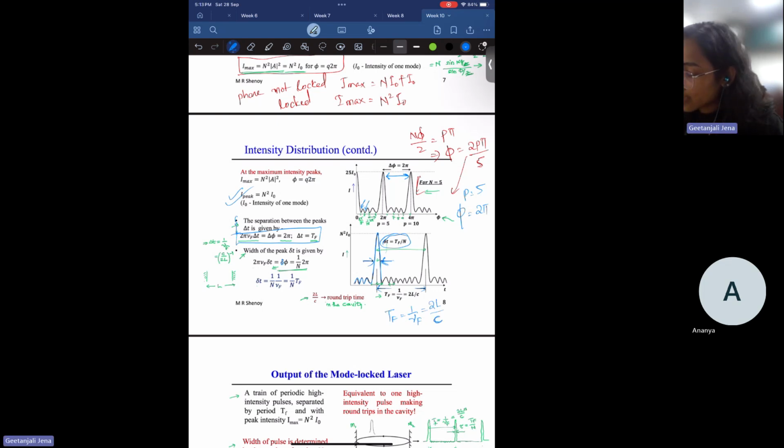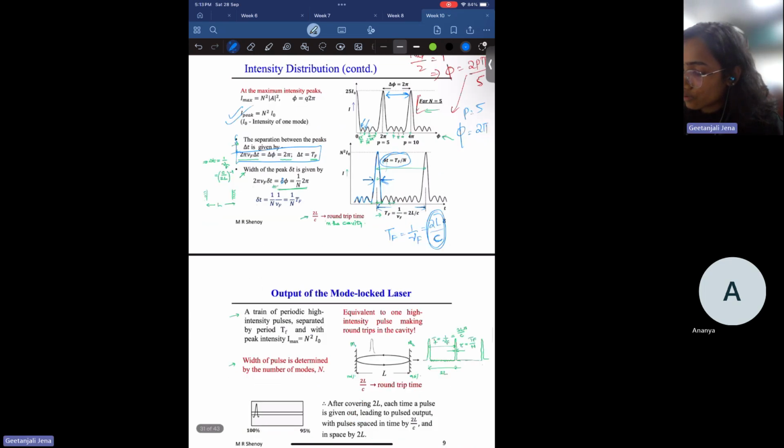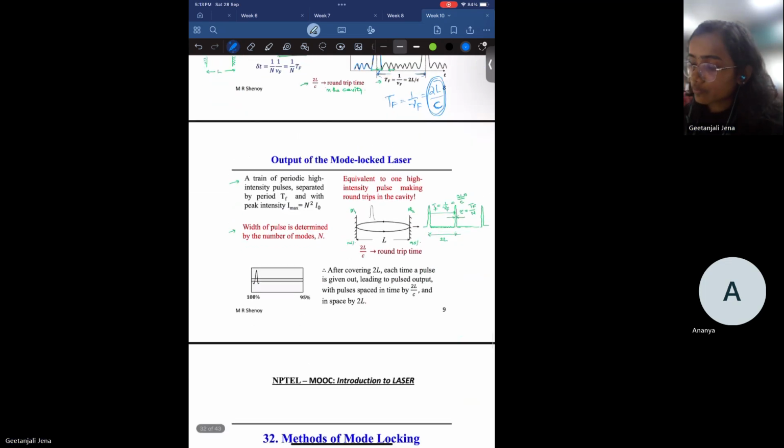So that means if you see this term, it is nothing but the time taken for one round trip. Let us move to the next one. If you see this figure, it consists of two mirrors, mirror M1 and mirror M2, and the separation between them is L. The one round trip time will be the total path covered, which is 2L, divided by the speed, which is C.